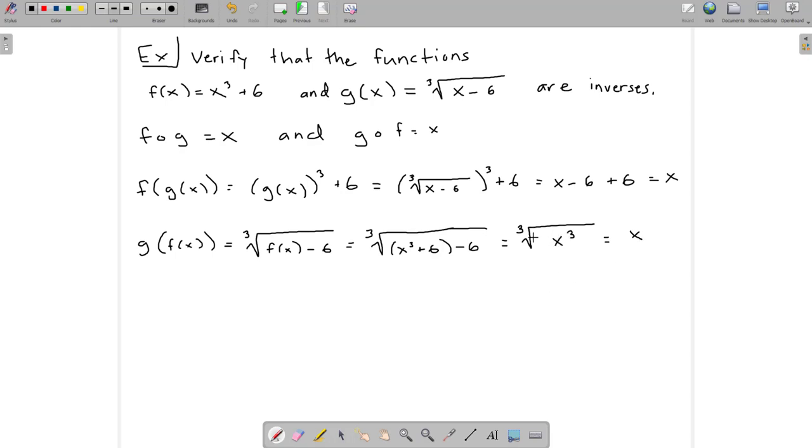And remember, we're taking a cube root here, so we don't have that problem that we have when we're doing square roots, because cubics look something like this. So you're going to pass the horizontal line test no matter where you are on the graph, right? So this verifies that f and g are in fact inverse functions of each other.